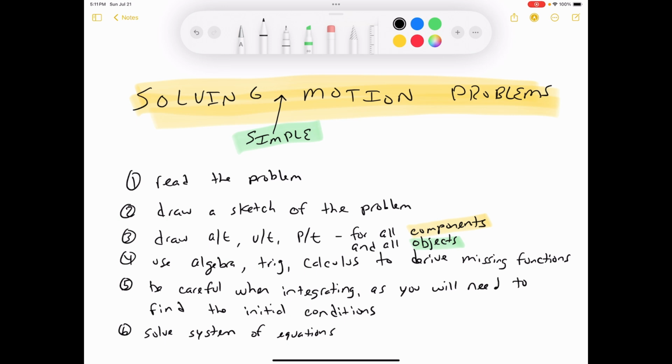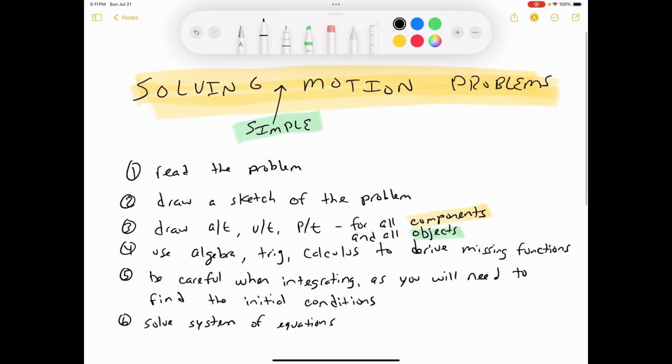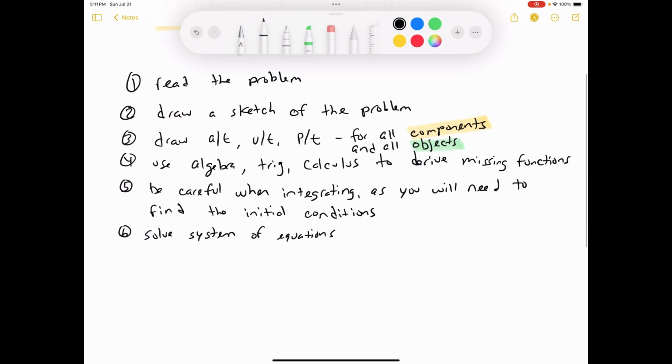And so I'm going to be going over three things: how to solve simple motion problems, more complicated motion problems, and relative velocity problems. Okay. So in this first one, simple problems, how to solve them.